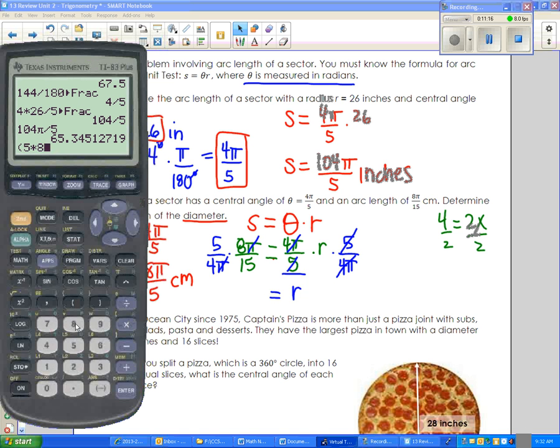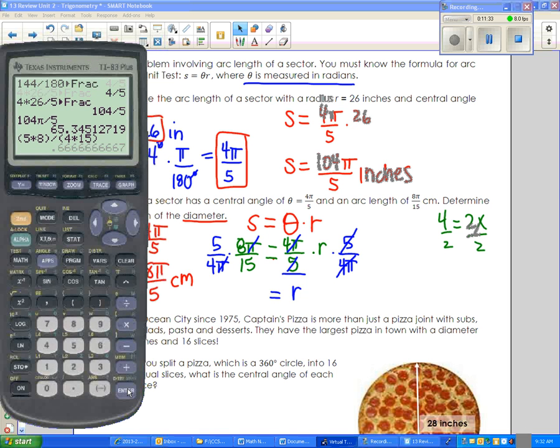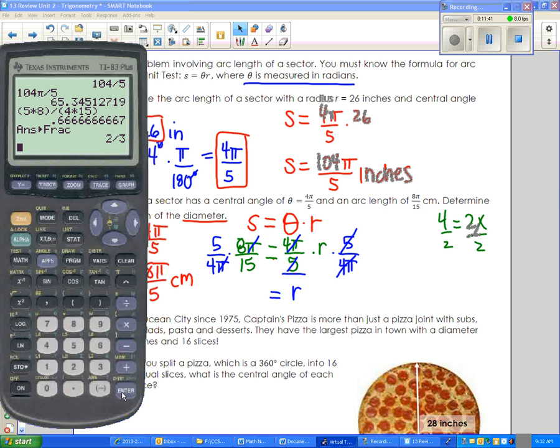So I'm going to do 5 times 8 in the numerator, and then when I divide, I don't want to just divide by 4 and then divide by 15 again. I actually want to write it as a quantity, 4 times 15. Otherwise, you'll get a different answer. You want to use your order of operations. And so when I simplify that, we get 0.6666666. So you can either leave it as a decimal, or again, you can change it back into a fraction. And that gives me a radius of 2/3.